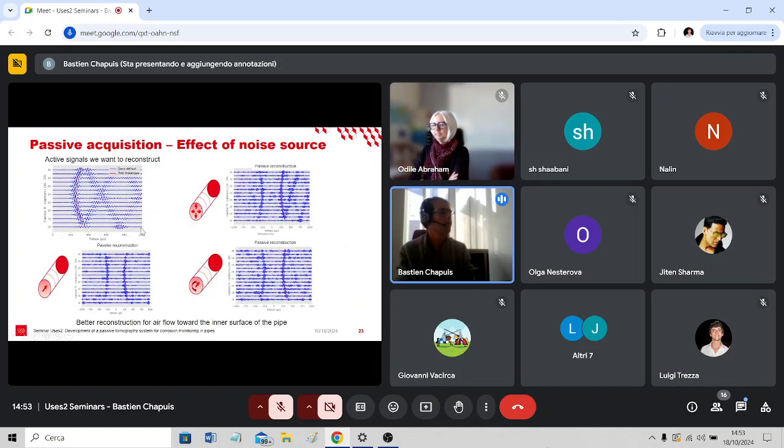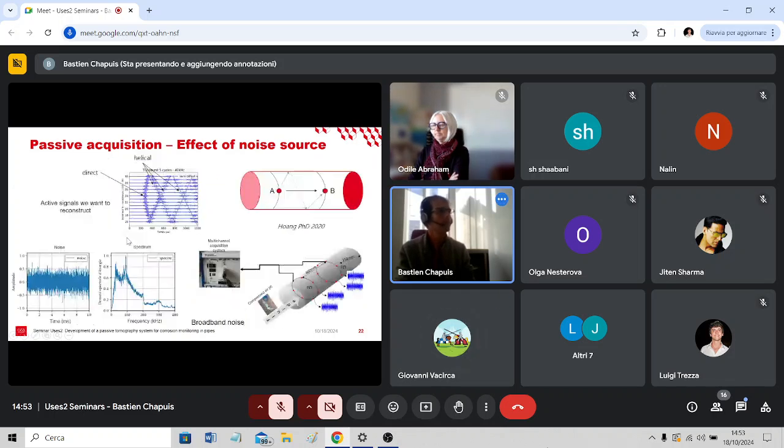Why are we talking about active? It's just a reference, just to show what I'm expecting. What we want to demonstrate is that in passive, we can reconstruct the same information, or some important information, as in active.